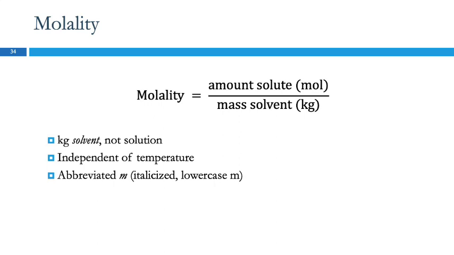So the number is going to be similar to the molarity, but it's going to be a little bit different. The reason that molality is useful at all is because it's independent of the temperature. So when you're looking at stuff and the temperature is changing a lot, the molarity is not useful because the molarity is also changing. The molality does not change. This is abbreviated with a lowercase m.